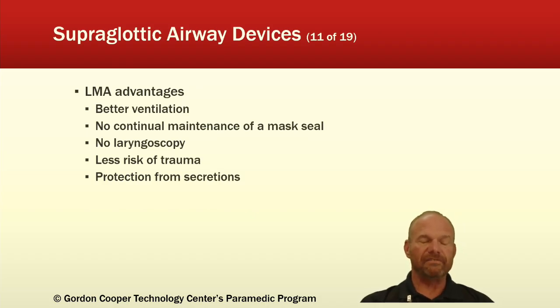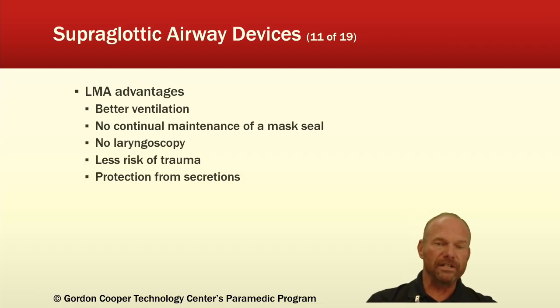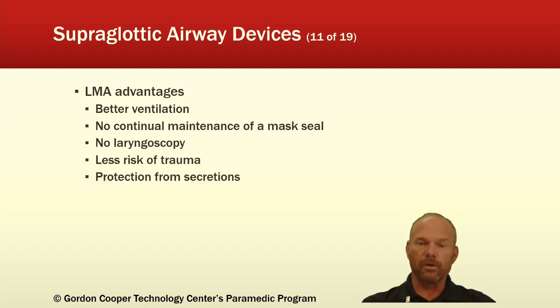And with everything, you have advantages and disadvantages of them, and we're going to talk about the LMAs. It provides better ventilation than a bag mask device combined with the oral or nasal airway. So not better than a tube, probably not better than a King. It's hands-free operation, so once placed, it doesn't require constant maintenance of a mask seal. No need for laryngoscopy. It can be inserted blindly. It has a reduced risk of trauma, and then protection from secretions. It does provide some protection against upper airway secretions, which helps reduce contamination of the airway.